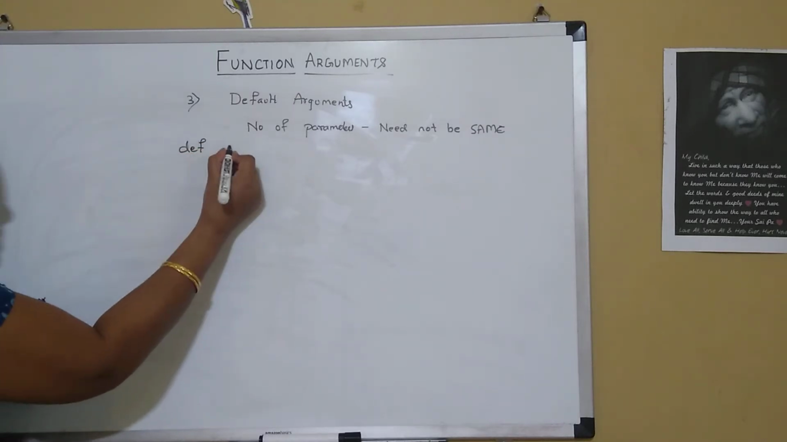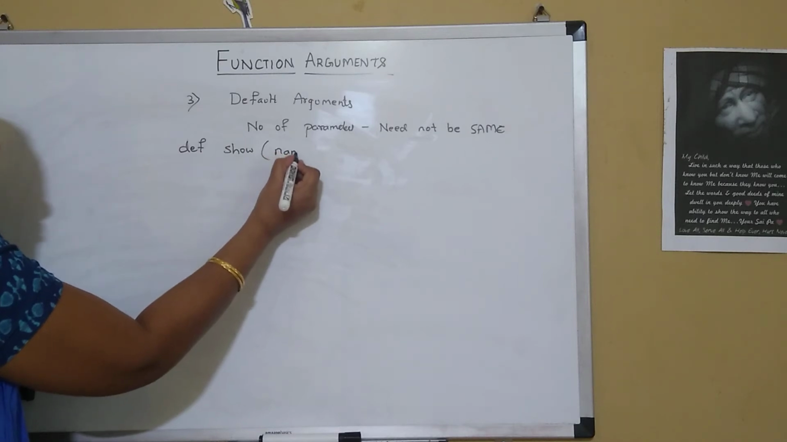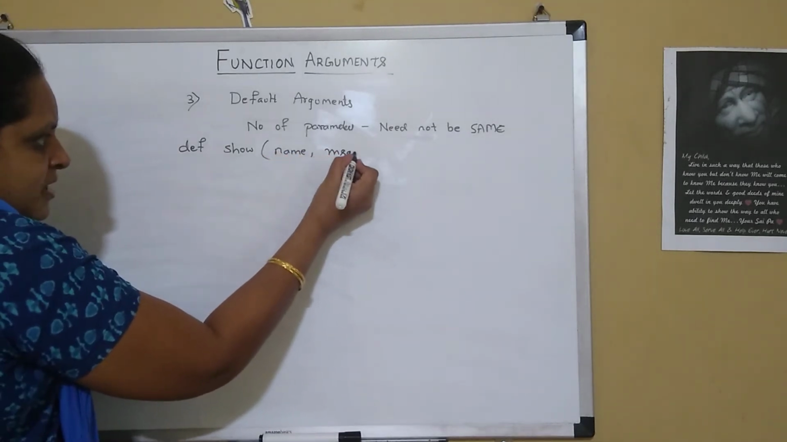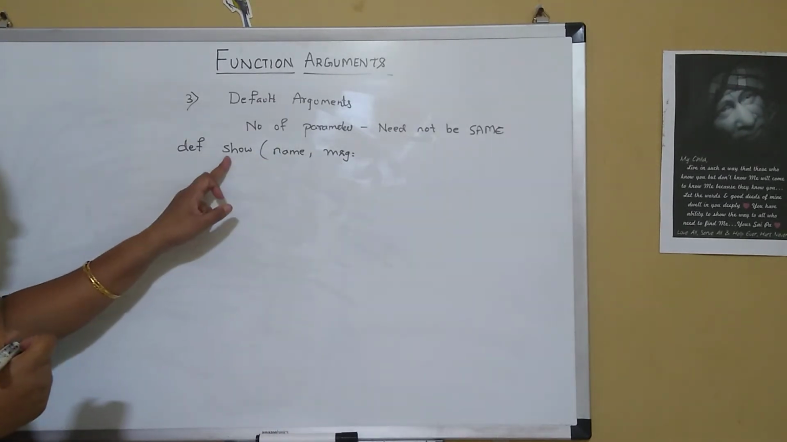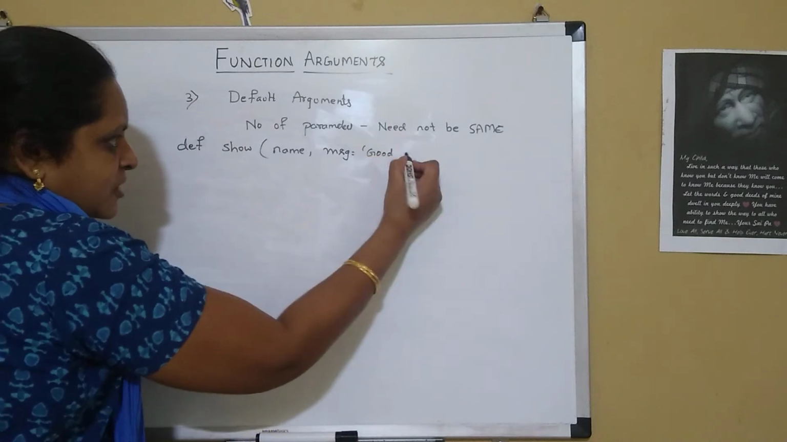So, for this def show, I have one parameter or argument called name, and then I have a default argument. That is, we are giving the value of the argument in the function definition itself. So let me say I am giving good morning.